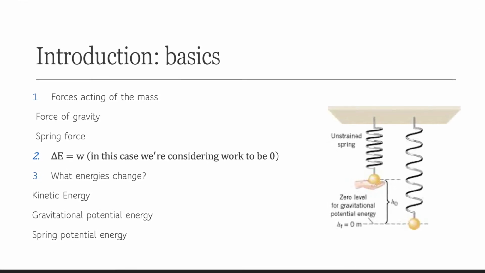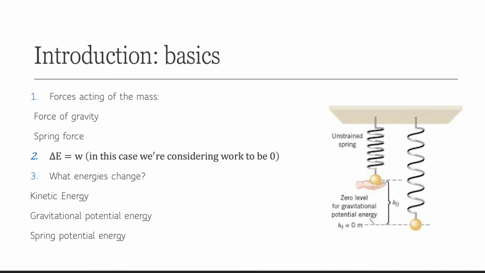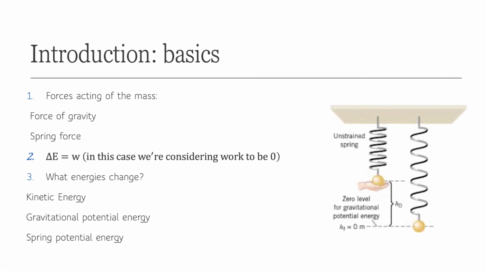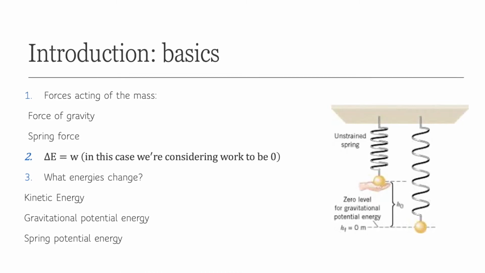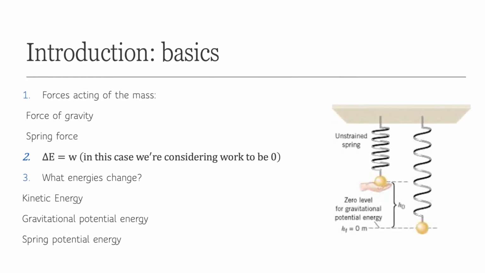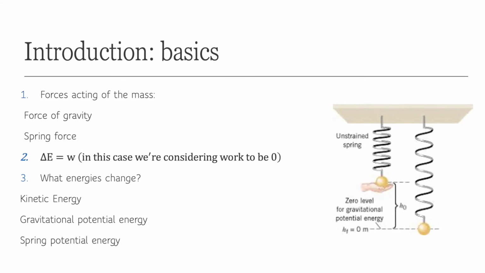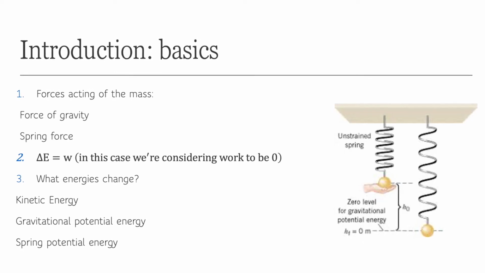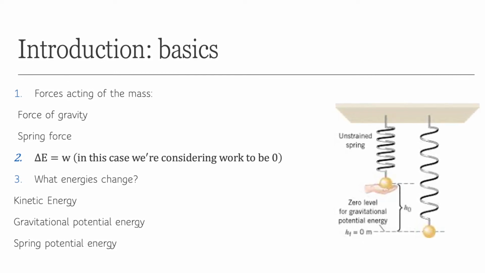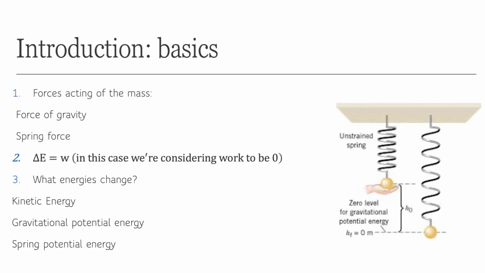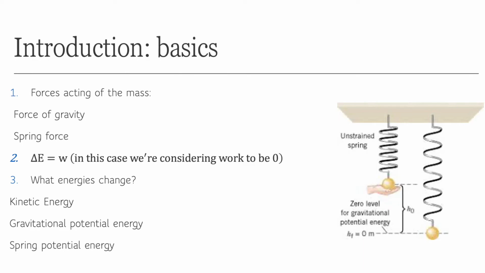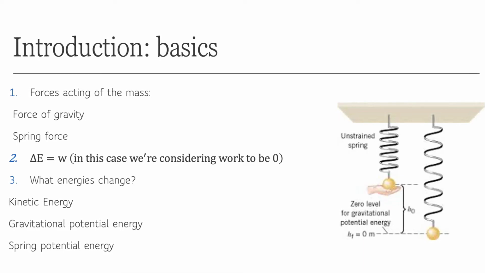Another important concept we will need is the energy conservation principle, which just states that delta E equals W. In this case, we're considering our work to be zero because our whole system, the Earth plus our spring, is our system. So everything is just delta E and we don't have any work acting upon it. Since everything is our system, we need to know which energies are changing to be able to calculate them accurately. The energies that are changing in this case are kinetic energy, gravitational potential energy, and spring potential energy.